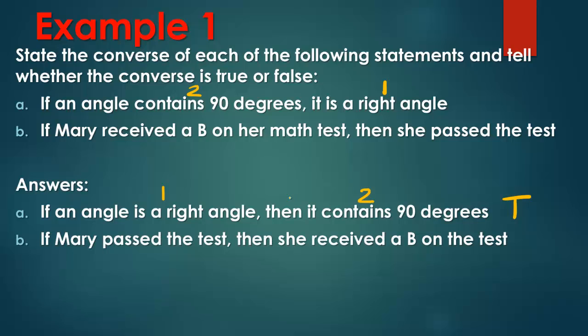However, for the second one, if Mary passed the test, then she received a B on the test. So again, all I did was take the two parts and flip-flop them down here. Now let's see if it's true or not. So if she passed the test, then she received a B. Well, that could be true. However, because she also could have received an A, a C, or D, we say that that's false, because for something to be true, it has to be true all the time in all examples.